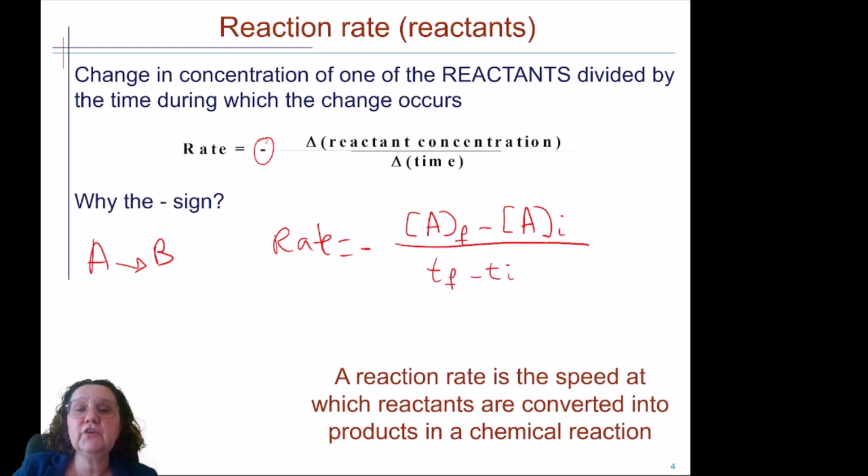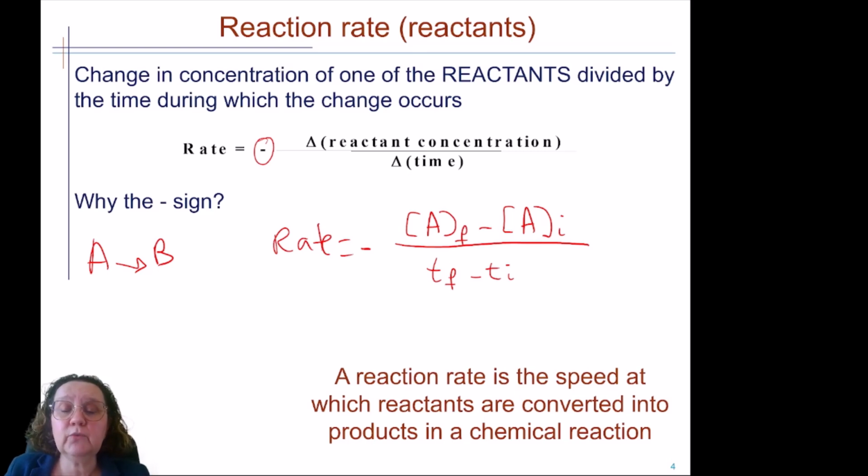So initial and final can be either the beginning of the reaction and the end of the reaction, or it could be two points in time. Between time 0 and time 50 seconds, even if the reaction hasn't finished, or between time 20 seconds and time 60 seconds, whatever. Whatever times you are choosing to measure your reaction rate, you measure the concentration of the reagent at those two points. And what about the minus sign?